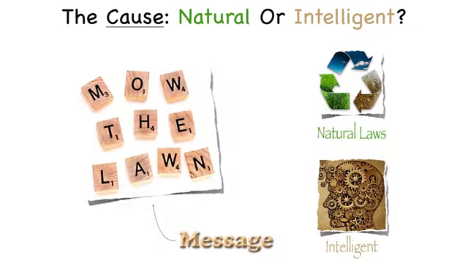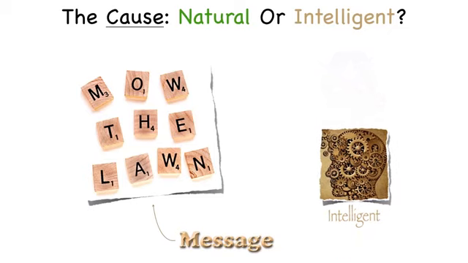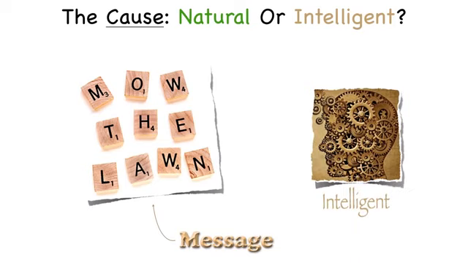Same thing with the Scrabble game. I'm sure you came to the same conclusion as Glenn. Like Glenn, you instinctively know that natural laws, wind blowing the drapes and knocking over the Scrabble box, don't create intelligent messages like "mow the lawn." Why? Because repeated observations tell us that only intelligent beings create intelligent messages and that natural laws never do.